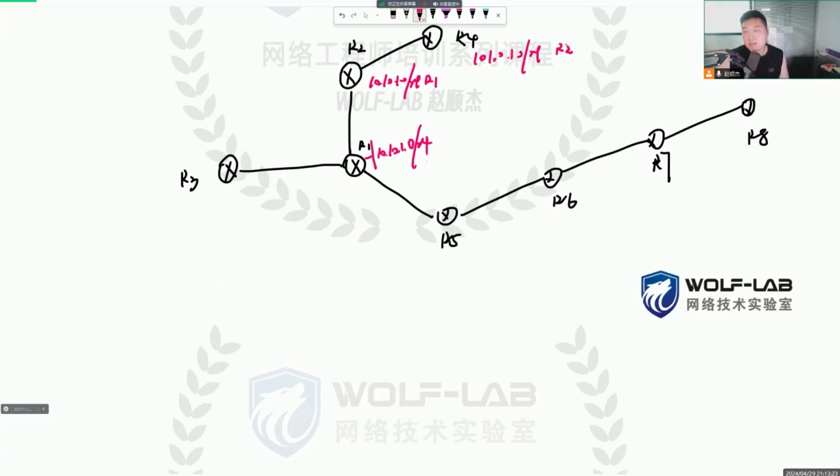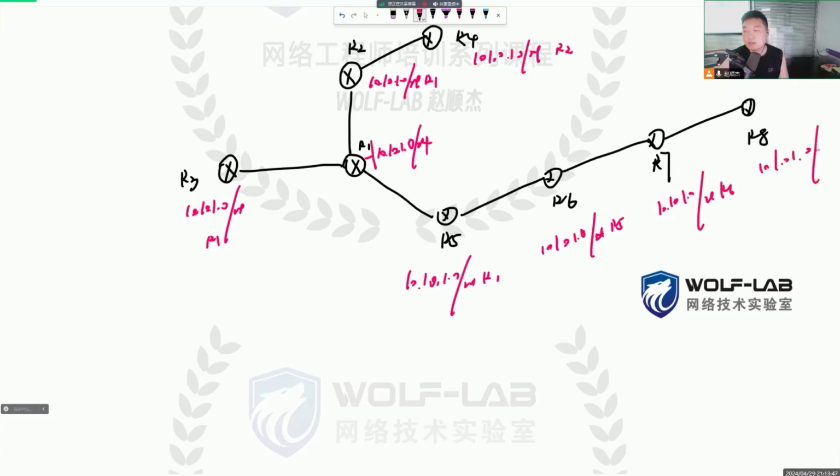For R3, 10.10.1.0/24, the next hop is R1. For R5, the next hop is R1. For R6, 10.10.1.0/24, the next hop is R5. For R7, the next hop is R6. For R8, the next hop is R7, students.